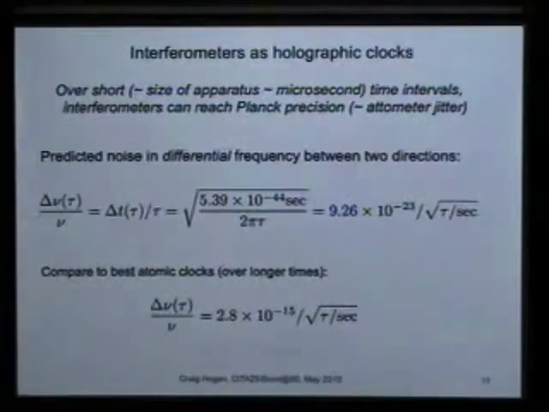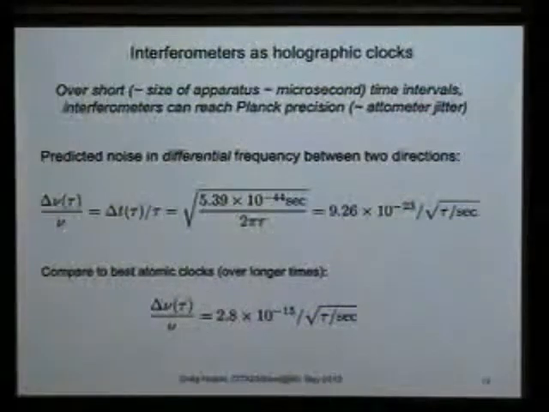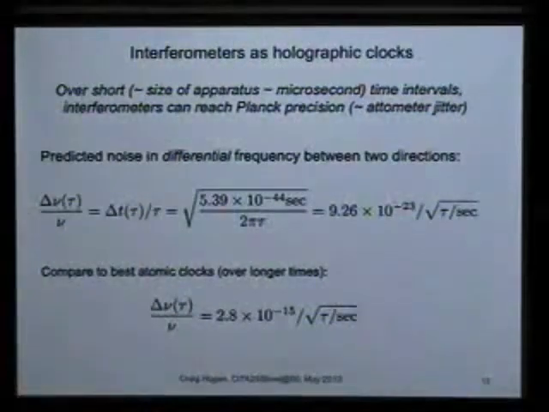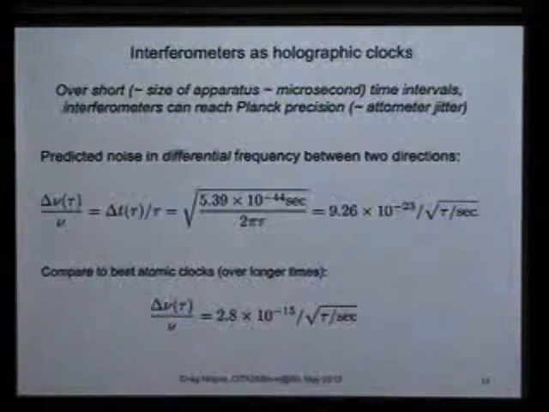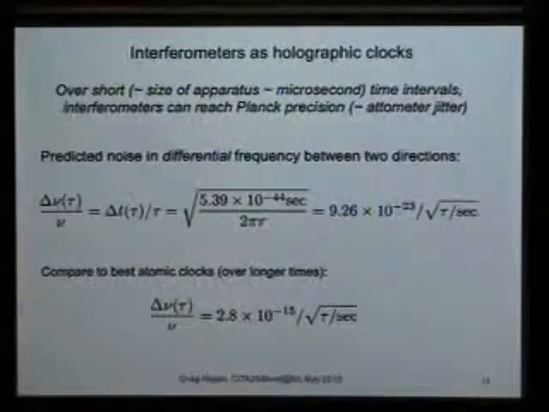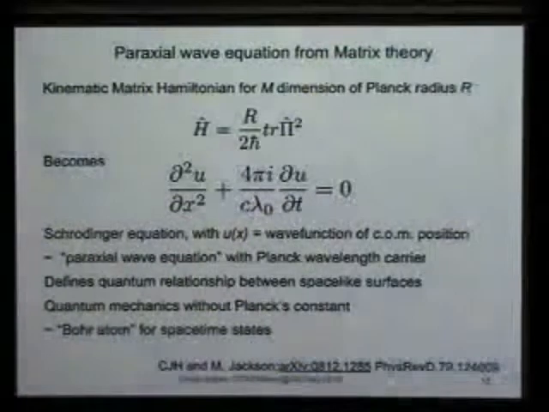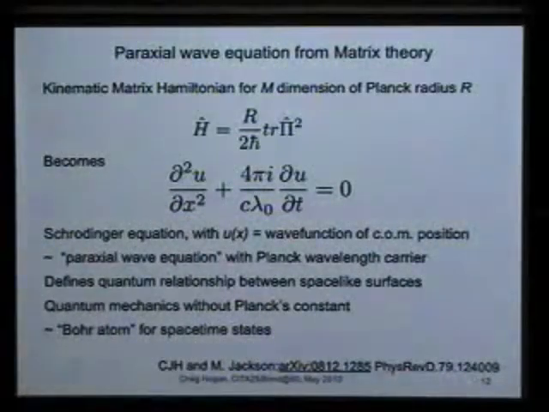Whereas the best atomic clocks are many orders of magnitude worse than that. Of course, atomic clocks can go much longer. They can go over 10,000 seconds. It's not more than a microsecond. And that's just differential. But that shows why this technology is actually, you can see something that you wouldn't have been able to see any other way.